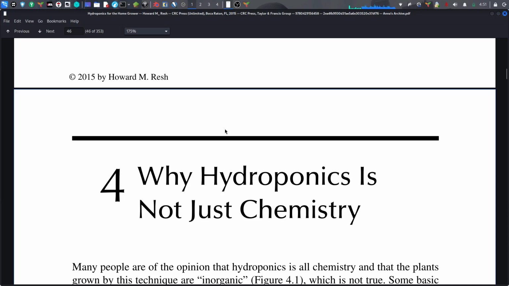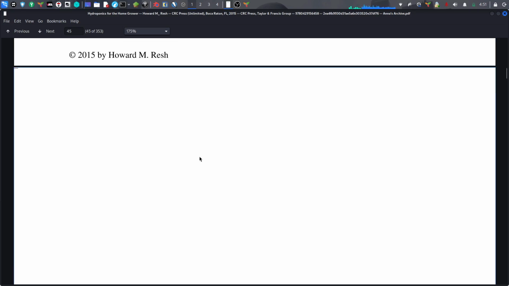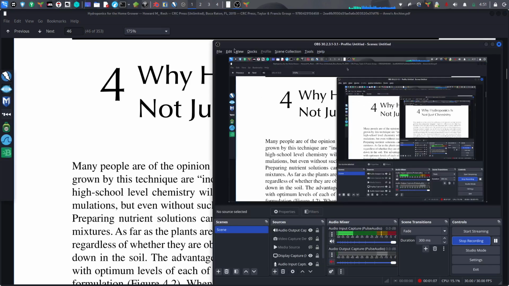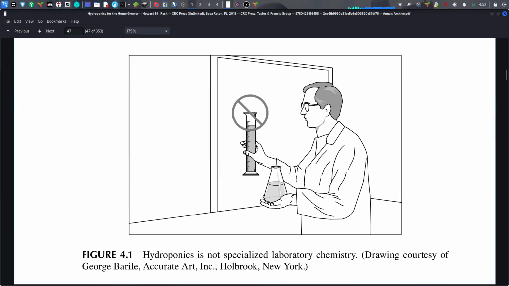Why hydroponics is not just chemistry, chapter 4, section 2. Understanding hydroponics and how plants grow. Many people are of the opinion that hydroponics is all chemistry and that the plants grown by this technique are inorganic, which is not true. Hydroponics is not specialized laboratory chemistry.